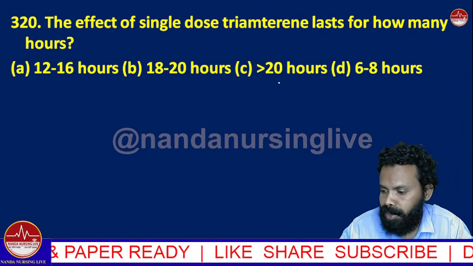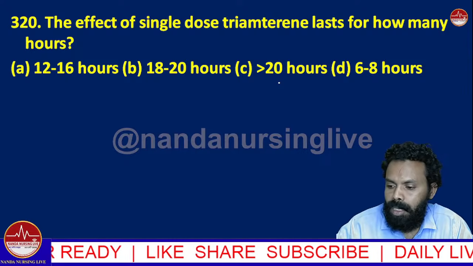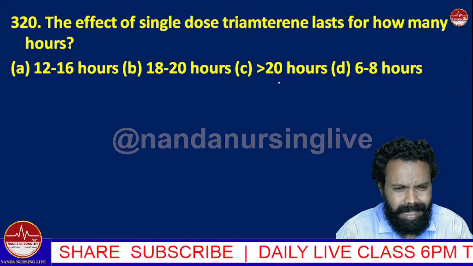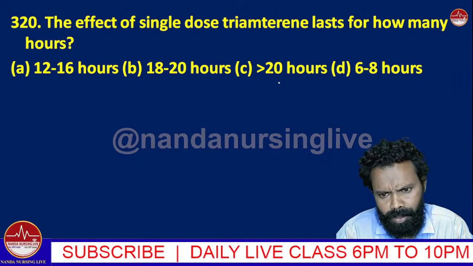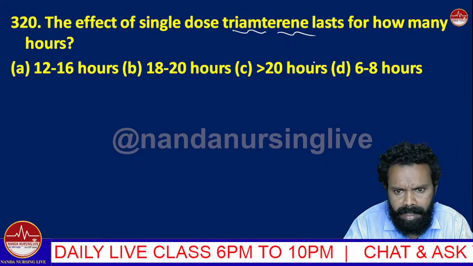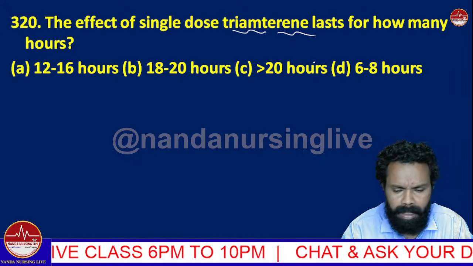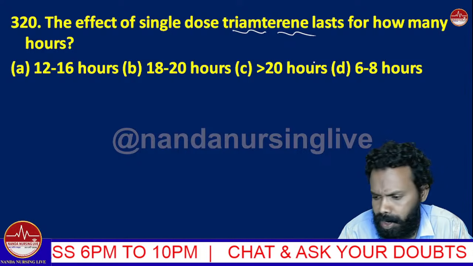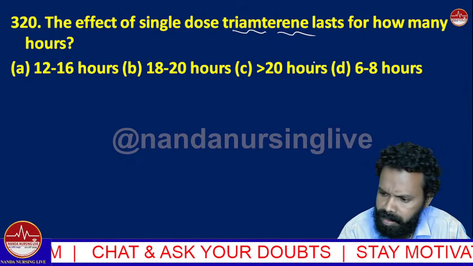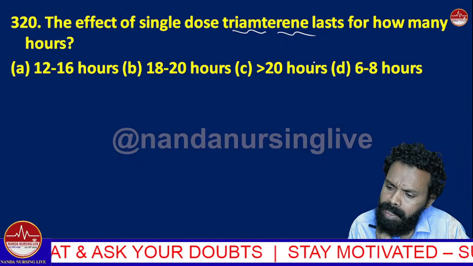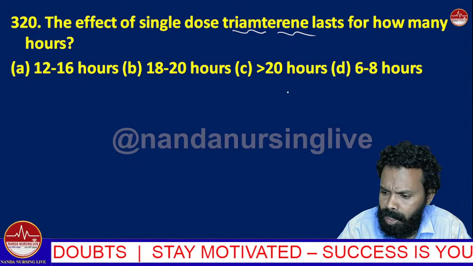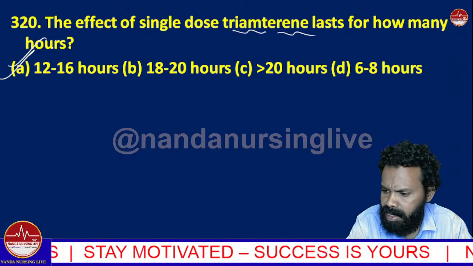Next question number 320. The effects of a single dose of triamterene last for how many hours? Option A is 12 to 16 hours. Option B is 18 to 20 hours. Option C is greater than 20 hours. Option D is 6 to 8 hours. So the effects of a single dose of triamterene last for 12 to 16 hours.